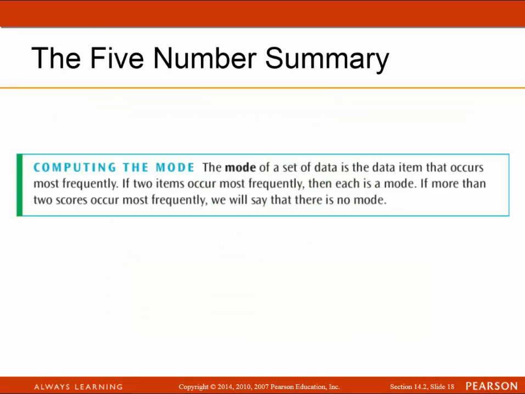The next thing we're going to talk about is the mode. The mode of a set of data is the item that occurs most frequently. If two items occur most frequently, then each is a mode. If more than two scores occur most frequently, then we say that there is no mode. It can be bimodal if two scores are the mode.